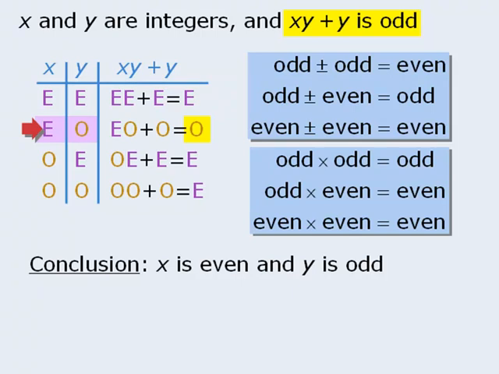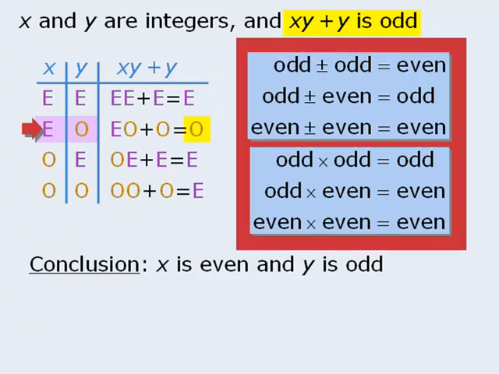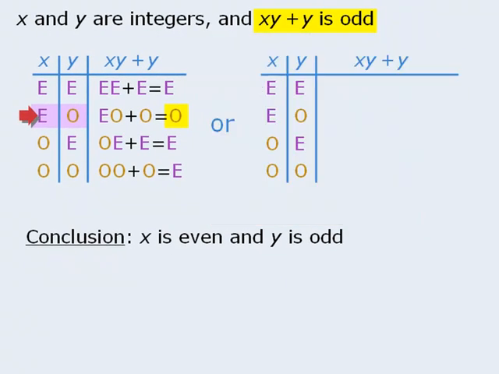Now some students may find it cumbersome to plug e's and o's into the expression and then apply these rules for each case. So another strategy is to plug actual numbers into the expression. For example, if x and y are both even, we can replace both variables with 2's. When we do this, our expression evaluates to be 6, which is even.